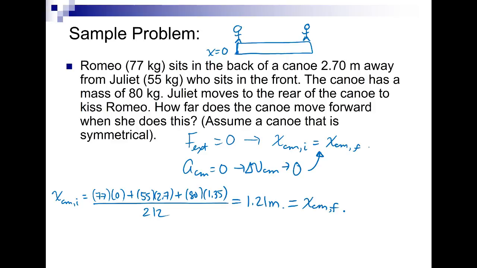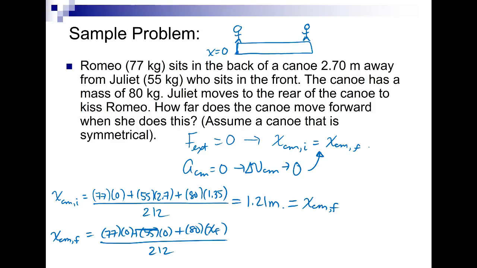Okay, so what's going to happen when Juliet goes to the back of the canoe? Okay, well, we can basically look at this from Romeo's perspective. So then x of Romeo and x of Juliet are both equal to 0, which makes it really easy. So x center of mass final is 77 times 0 plus 55 times 0 plus 80 times x final of the canoe divided by 212.